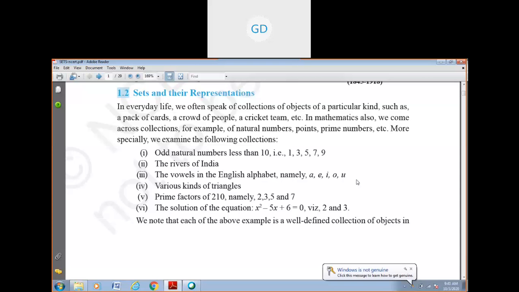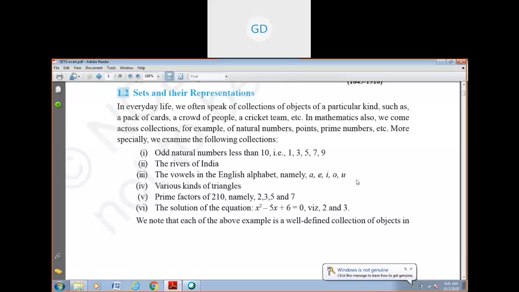Collection of good cricketers, collection of 10 best batsmen. It is not a set. How will we decide who is the best? It is definitely in terms of scores. So up to what score can a player be defined as best? There is no certain yardstick, so it's not a set.